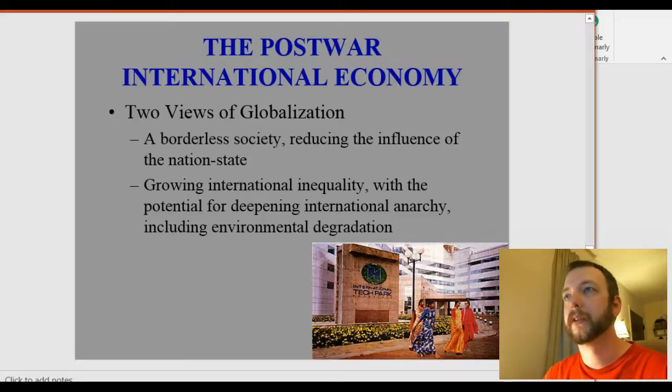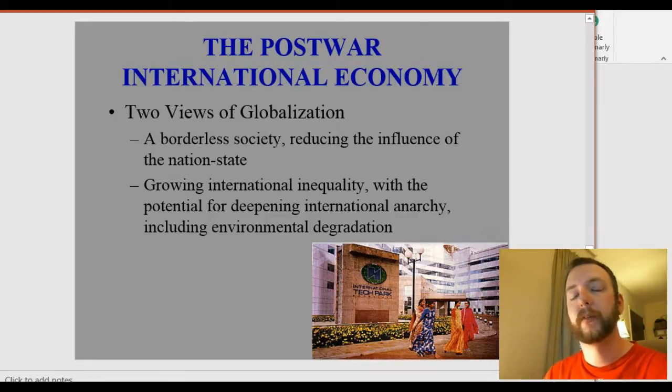But on the other hand, we also have this idea of growing international inequality with the potential for a deepening international anarchy, including environmental degradation. So when we're talking about growing international inequality, I'm going to sound a little bit like, I don't want to say what I'm going to sound like, but rich people are getting richer in this borderless, globalized society, while poor people are getting poorer. And that doesn't mean as a whole. I want to stress that being poor in the United States is a lot different than being poor somewhere like Bangladesh, where they struggle to participate in the international economy.